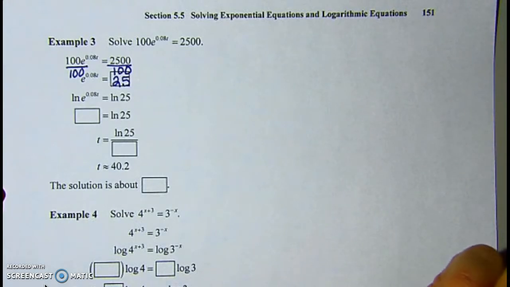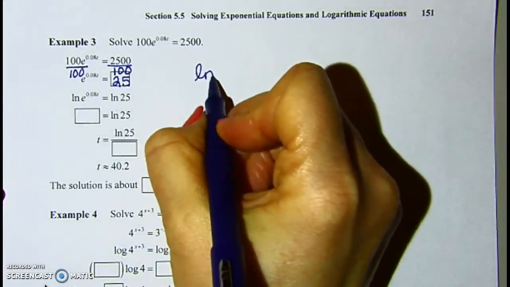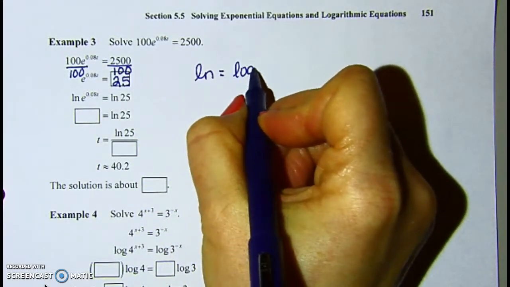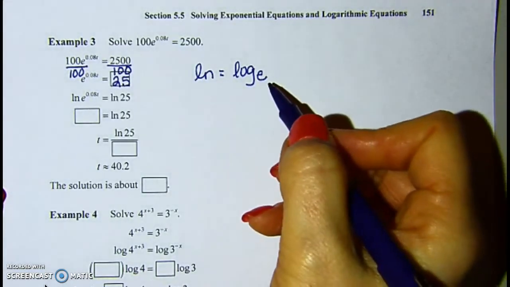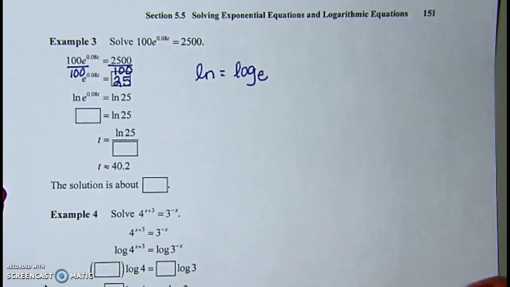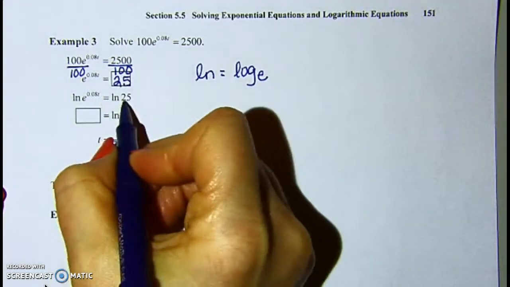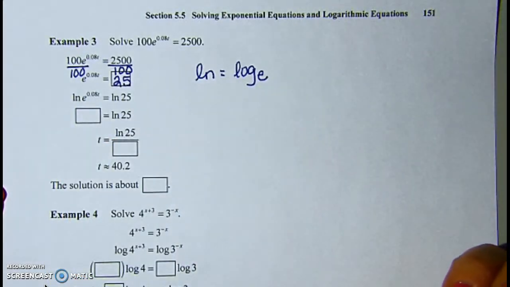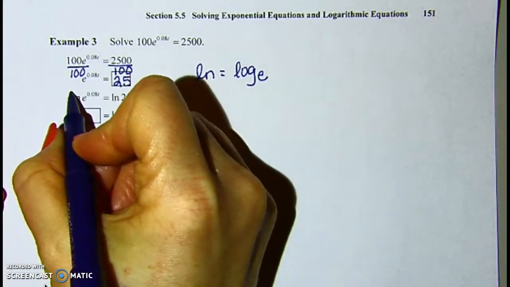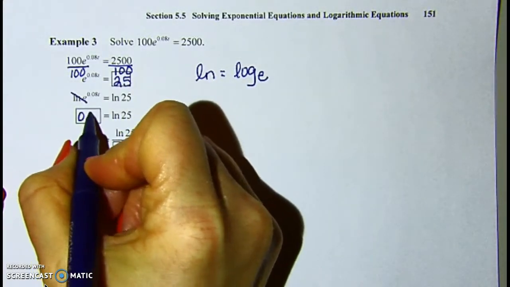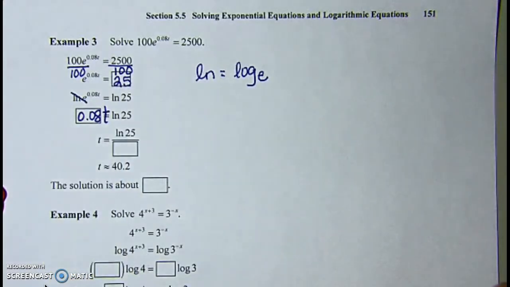I know that to undo e, I can use the natural log, because the natural log, if you recall, is the same as saying log base e. Or if you'd prefer, you could use log base e of e to this power. It doesn't matter to me. But if we apply the natural log to both sides, what we do to one side we do to the other, what ends up happening is that this piece cancels, so I'm left with 0.08 t equal to the natural log of 25, which we know is a decimal of some kind.